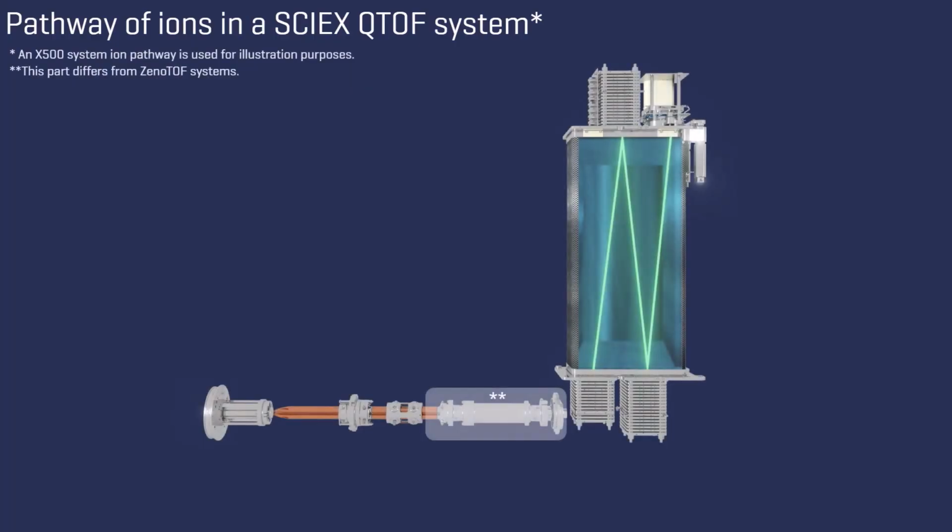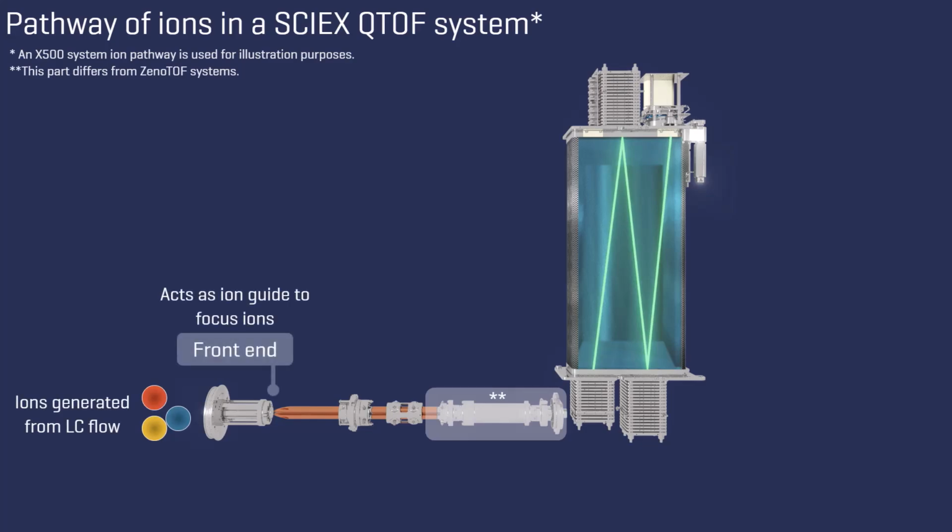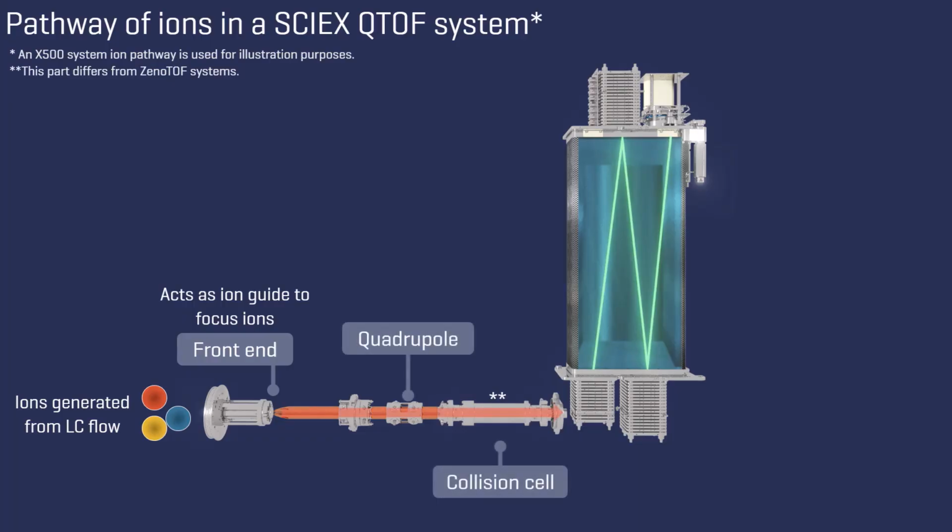Let's first have a high-level overview of the ion pathway in a SCIEX quadrupole time-of-flight mass spectrometer, along with a brief examination of the roles of its components. Ions are continuously generated from the LC flow and directed into the mass spectrometer's front end. They first enter the quadrupole mass filter, followed by the collision cell. You have the option to allow ions to pass through both components to detect intact analyte masses.